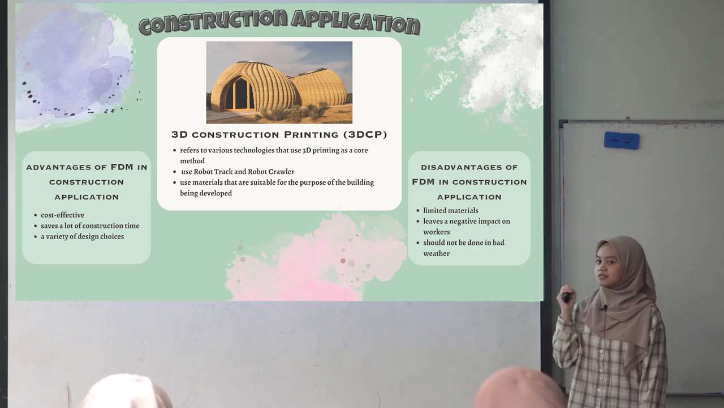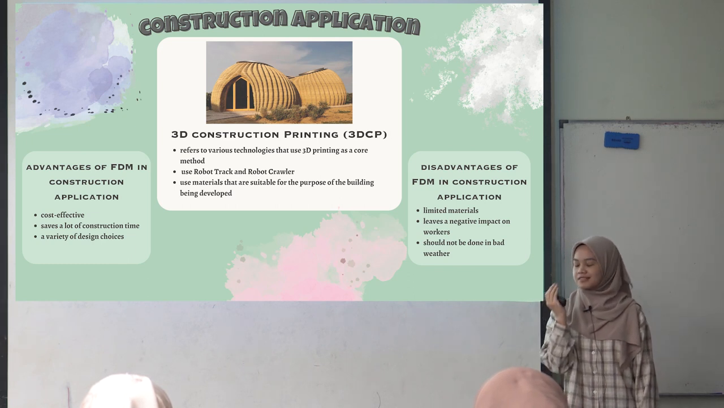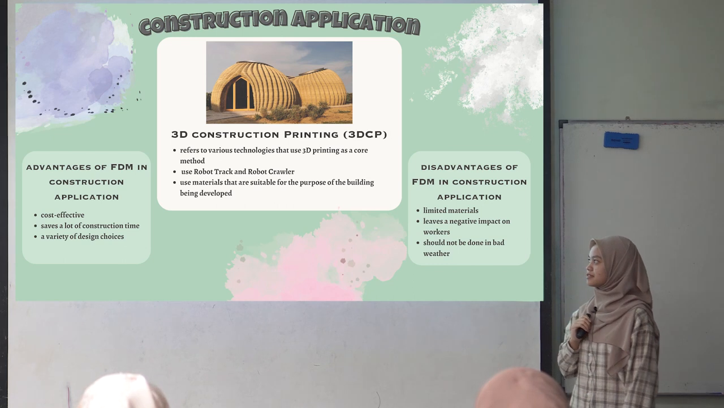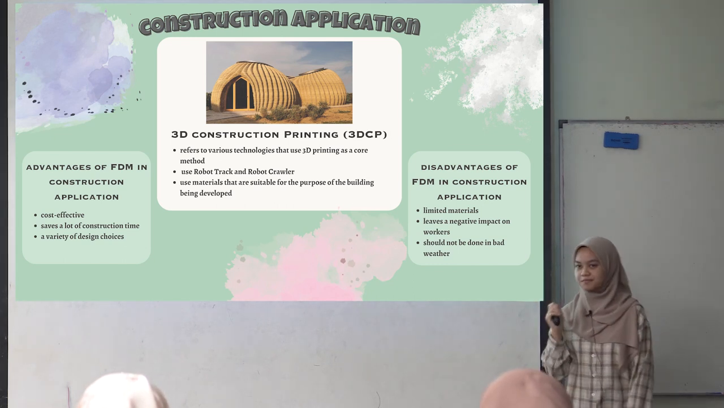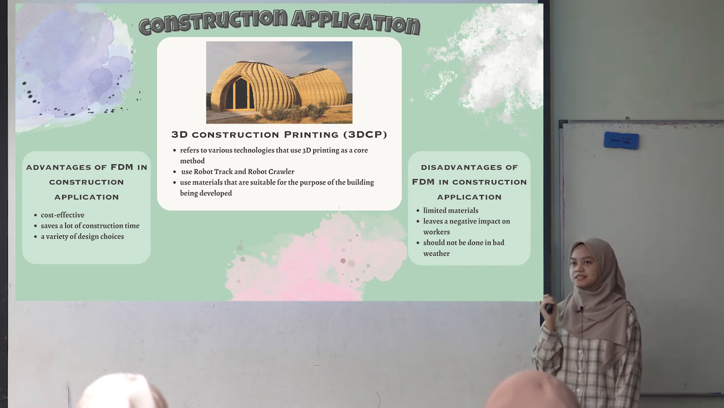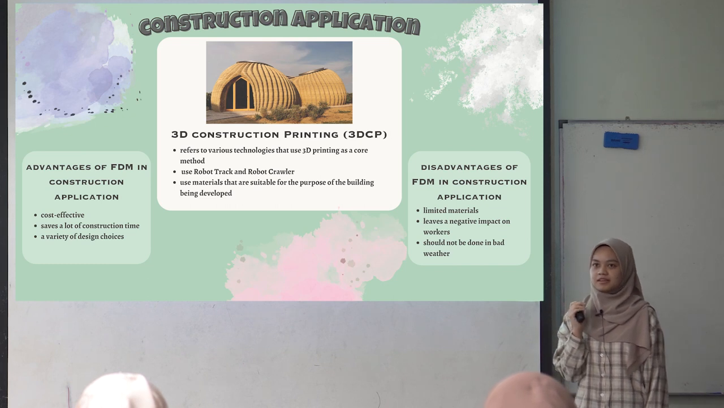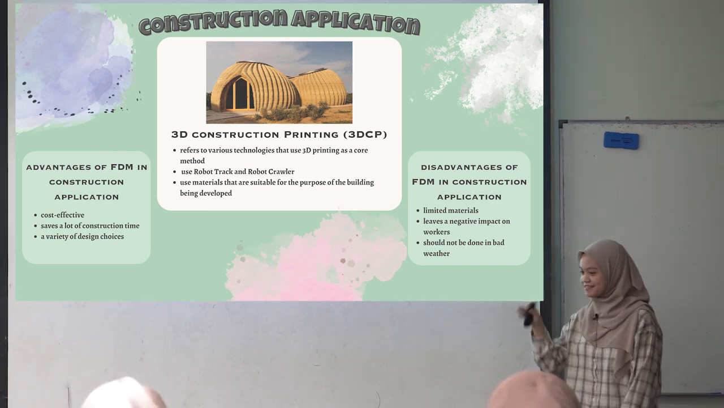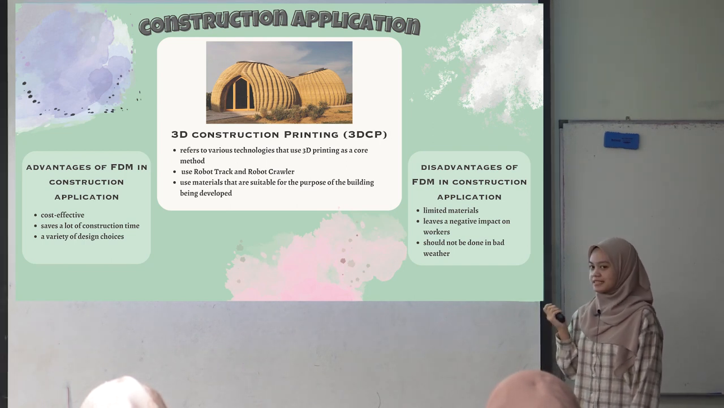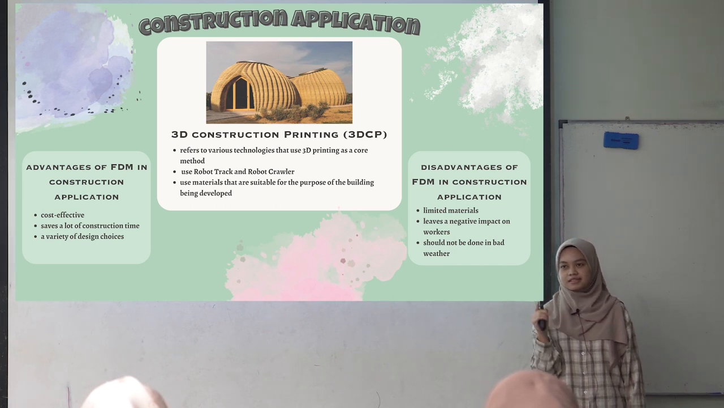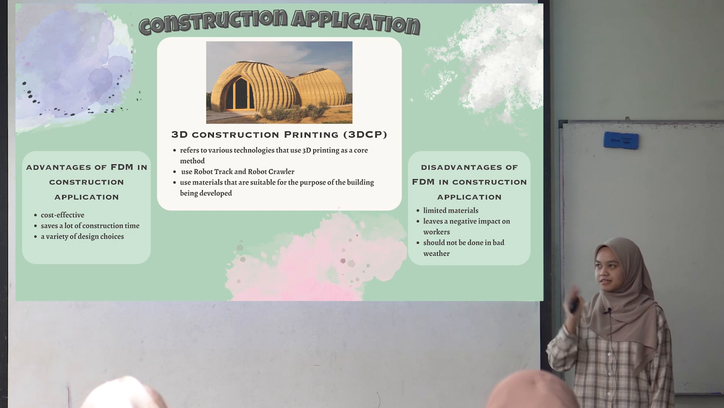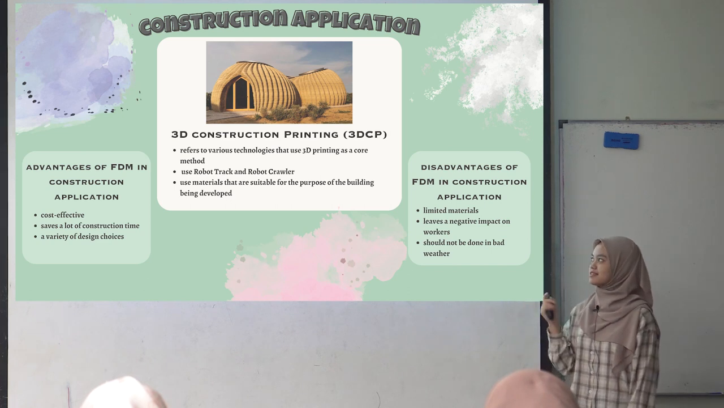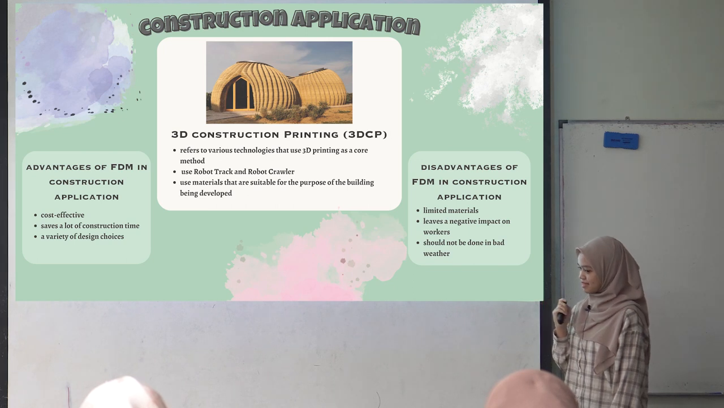Same as that, we use 3DCP for additive construction. In 3DCP, we use two kinds of technology: robot thread and robot crawler. Robot thread is a 3D printer that is stationary in one place and prints in that one place only. While the robot crawler is a mobile 3D printer that prints from one place to another. That means the robot crawler can move to any kind of place.